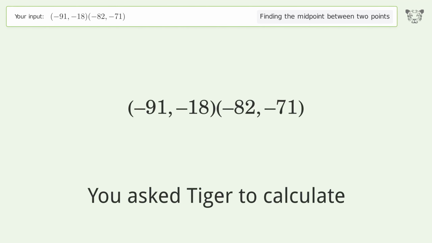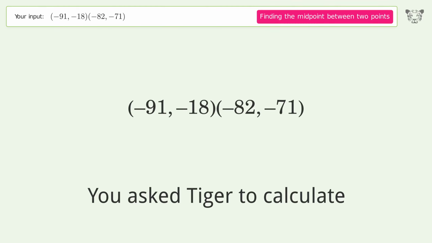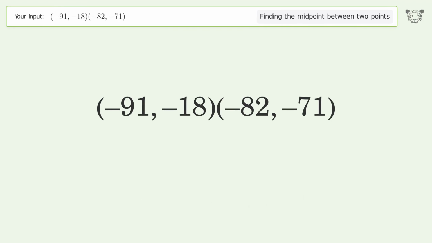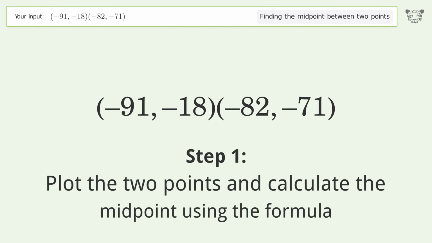You ask Tiger to calculate. This deals with finding the midpoint between 2 points. The midpoint between the 2 points is -86.5, -44.5. Let's solve it step by step. Plot the 2 points and calculate the midpoint using the formula.